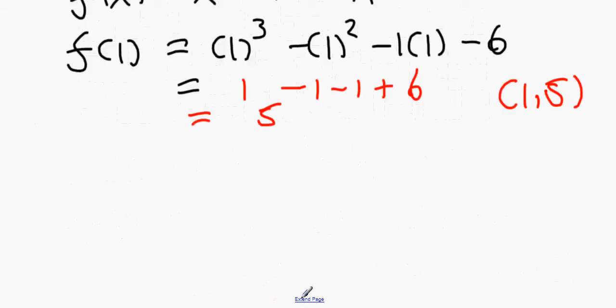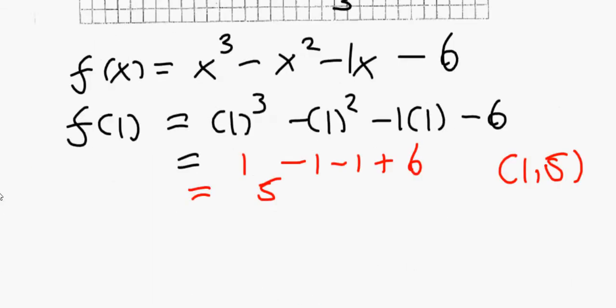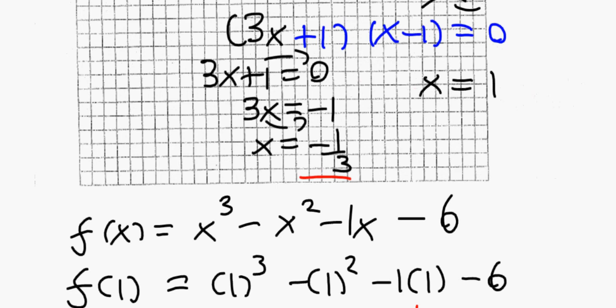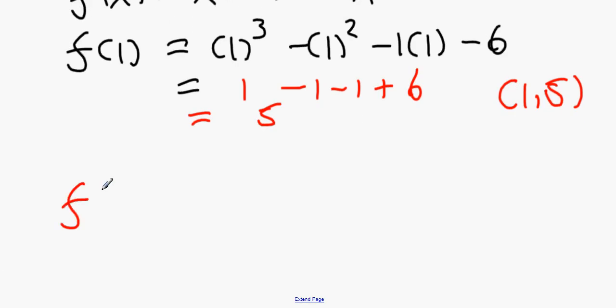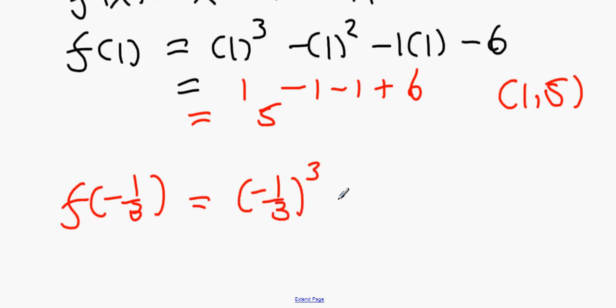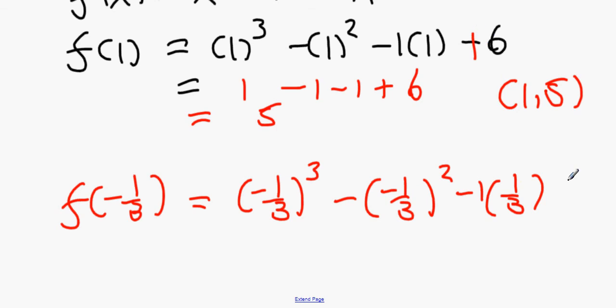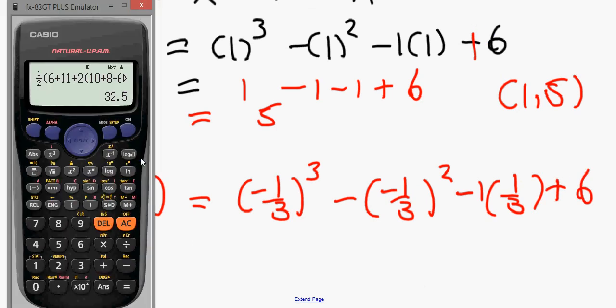The next one we have to get is f of minus a third, because we know the other x value is minus a third. So f of minus a third, or the y value when x equals minus a third, is minus a third cubed minus a third squared minus 1 times a third plus 6, not minus 6, plus 6. We're going to use the calculator for this one.